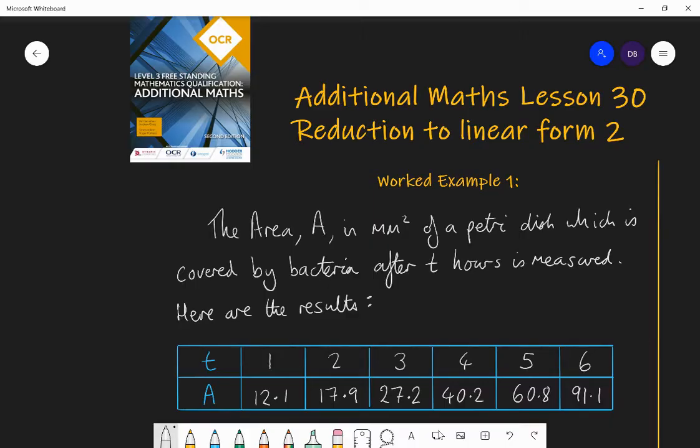The area of a Petri dish in millimeters squared, which is covered by bacteria after T hours, is measured. So we want to know how much of the Petri dish is covered by the bacteria, and it'll grow over time as the bacteria replicate. So we have some data here that after 1 hour, there's 12.1 millimeters squared of the Petri dish which is covered. After 2 hours, 17.9, etc.